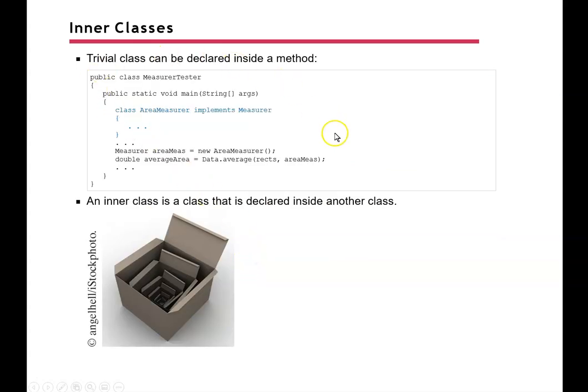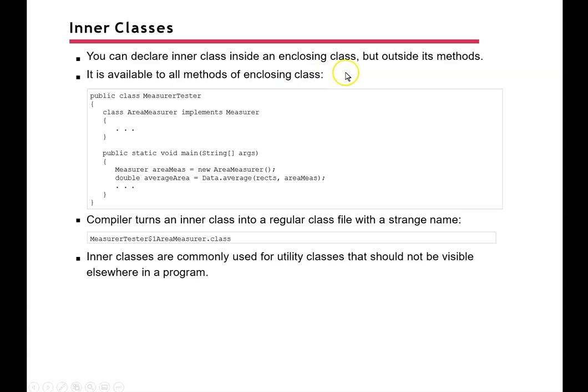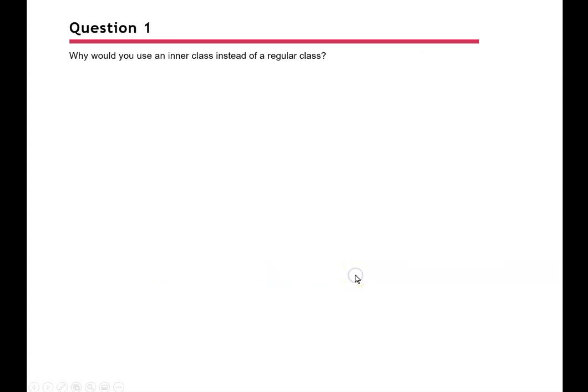Another way to deal with trivial classes is to declare them inside a method. So you could have a static method, main, with a class inside it only visible to that method. It's like a box inside a box. You can declare inner classes inside an enclosing class, but outside its methods, and it's available to all methods of the enclosing class. So here's another example class. The compiler turns an inner class into a regular one with a really weird name. It's called mangled. Inner classes are commonly used for utility classes that shouldn't be visible to anybody else.